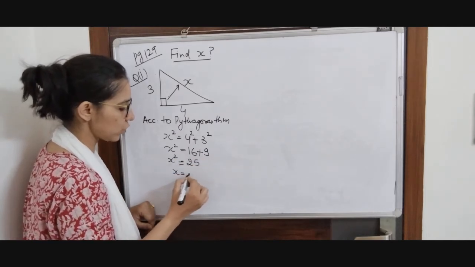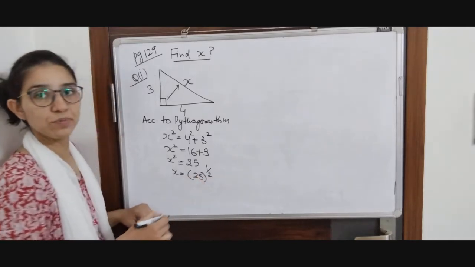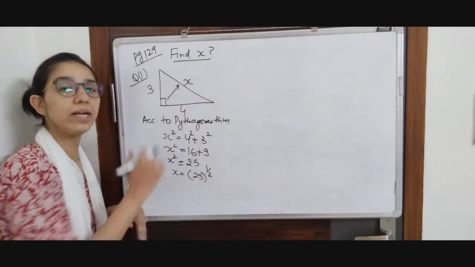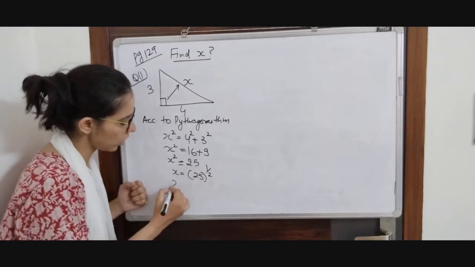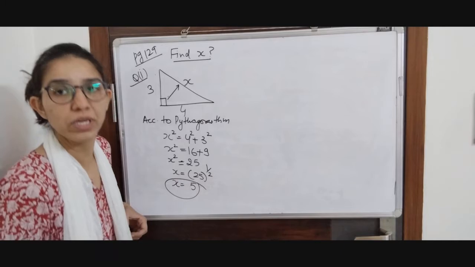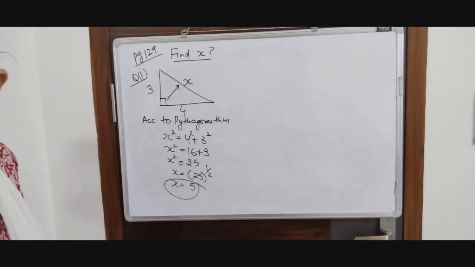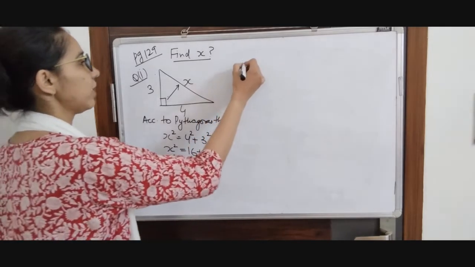So your x will be square root of 25. Now square root of 25 is plus minus 5, but a side can't be negative. So your x is going to be 5. Okay, so the measurement of x is going to be 5, whatever the units are. So similarly, we are going to do the second part, in which 6, 8 and this.